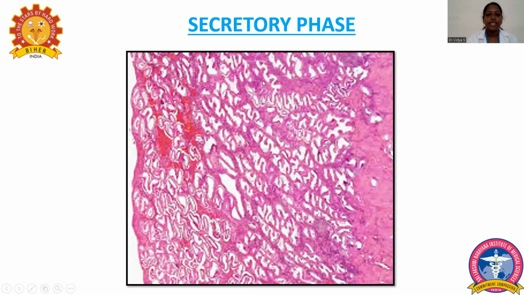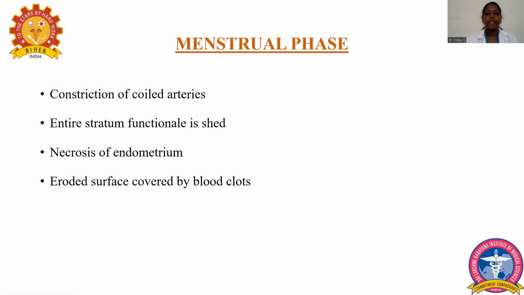So this shows the secretory phase histology picture that is filled with the fluid, and the uterine glands are coiled and the blood vessels are spiraled. Next is the menstrual phase.